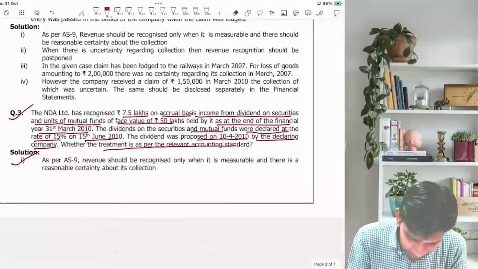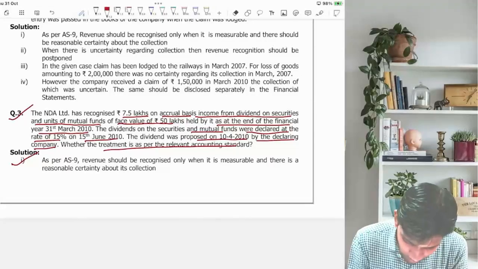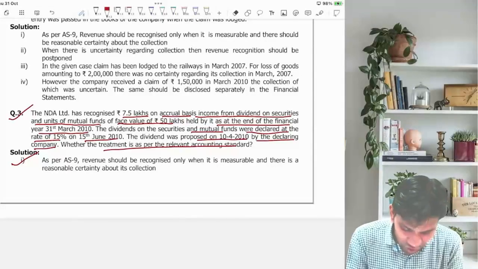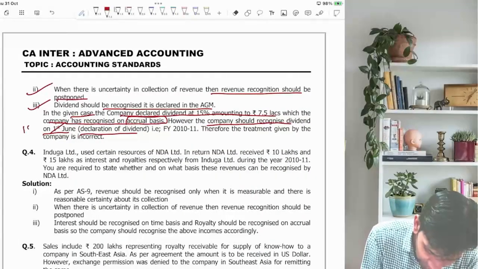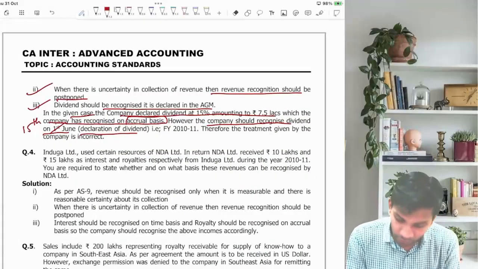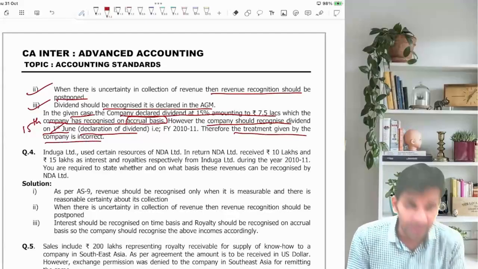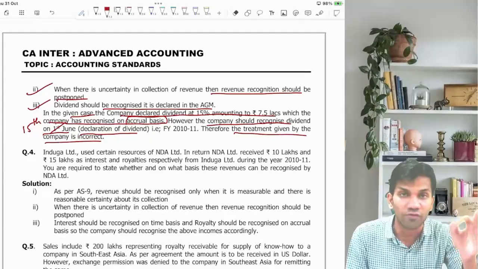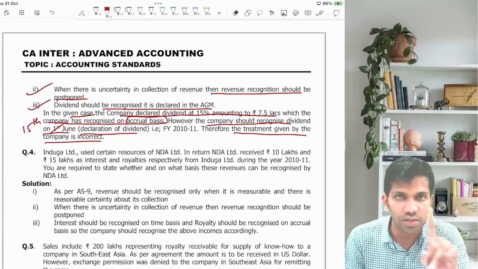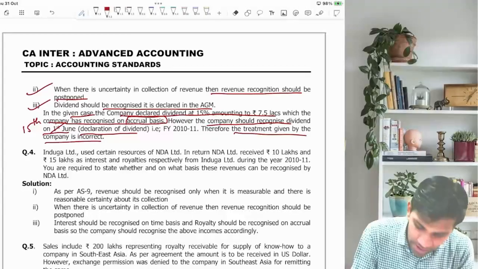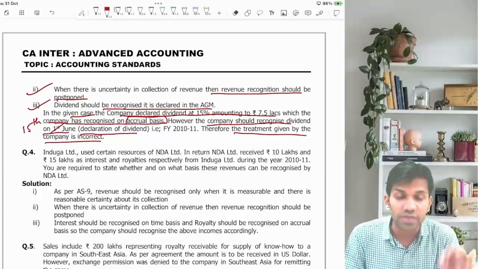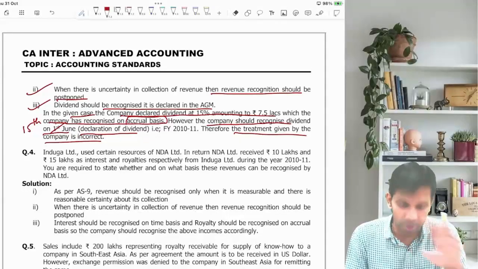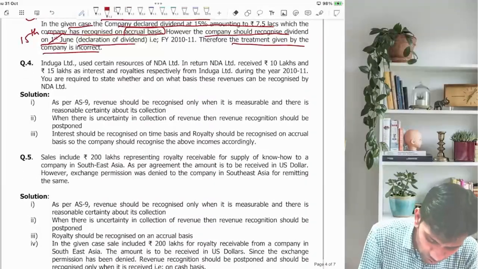Let's check. It's not 1st June. It is 15th June. There is some misprint here. Right, 15th June. Therefore, the treatment given by the company is incorrect. So, dividend should be recognized on the date of AGM and not on accrual basis. So, please remember this, guys. It should be recorded, or it should be recognized, on the date of AGM and not on accrual basis. Now, let's go to question number 4.